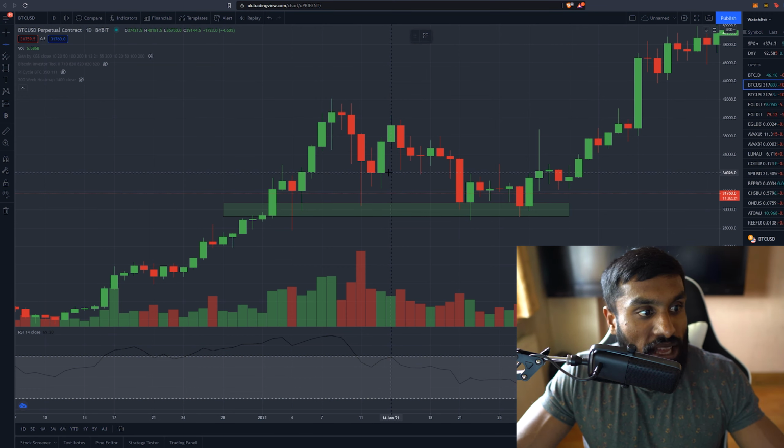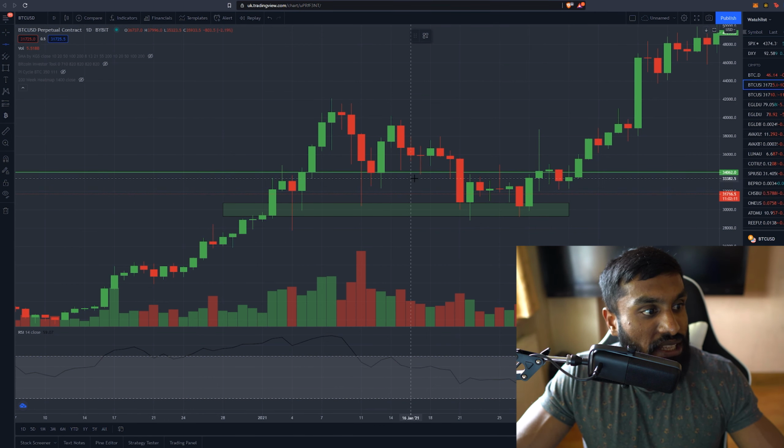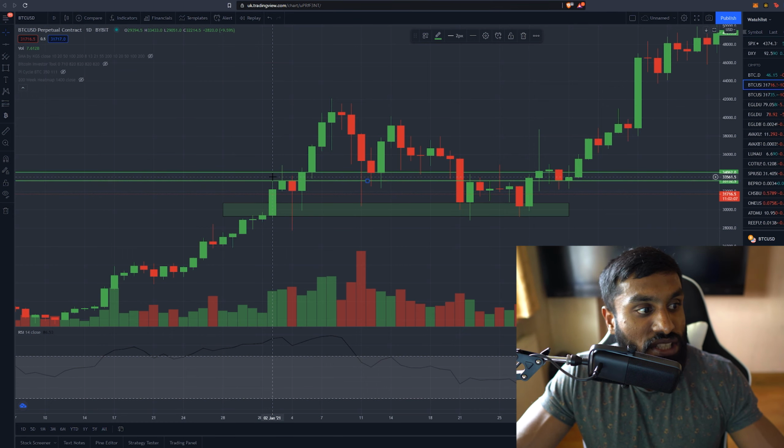So we can also add that in, right? We can click, okay, this area of support. We've got loads of wicks here, which touch this area. We can see how this area was also a resistance, then support, right? And then we can take it to how this area, because you can see how, for resistance, we've got this wick here.